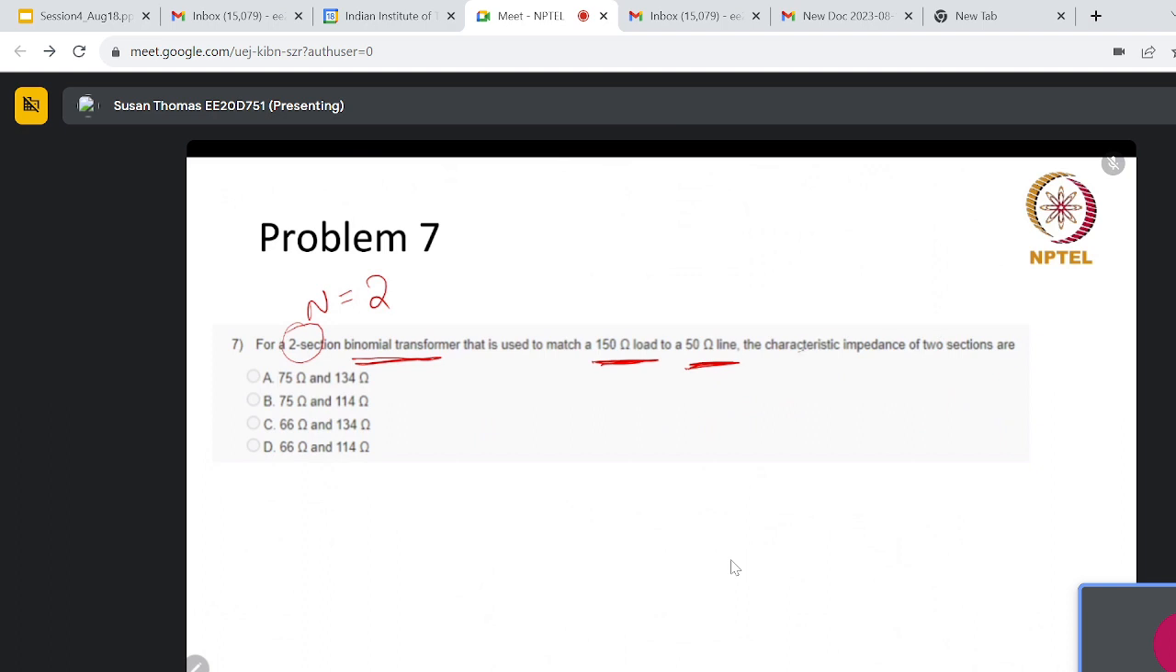This is used to match a 150 ohm load to a 50 ohm line. The question is, what is the characteristic impedance of the 2 sections? There are 2 sections required to match 150 ohm to 50 ohm. What is the impedance of these 2 sections? To solve this, you should know the formula for the binomial transformer. I hope you remember this formula.